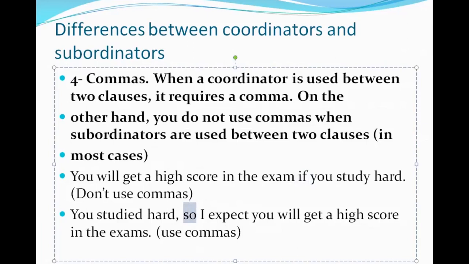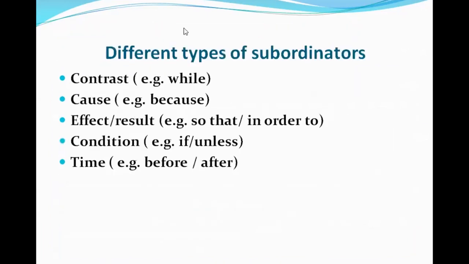Okay. And now we're going to talk about the different types of subordinators. So subordinators are divided into groups according to the meaning. The first group is related to contrast, like the word while, cause, like the word because, effect or result, like the words so that or in order to, condition, like if or unless, time, like before or after. Let's look at these different types in detail and understand how to use them in the sentence.